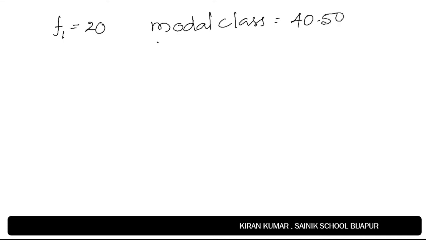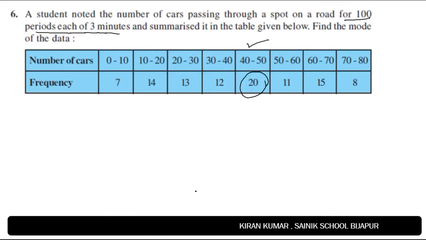Here the maximum frequency, I'll call this f1, is 20, and the modal class is 40 to 50. Therefore the lower limit of the modal class is 40. The frequency of the class preceding the modal class, I'll call it f0, and f2 is the frequency of the succeeding class. The frequency of the preceding class is 12 here and the succeeding one is 11. You can check back again: 11 is succeeding, 12 is preceding.